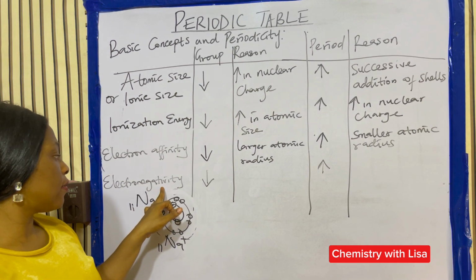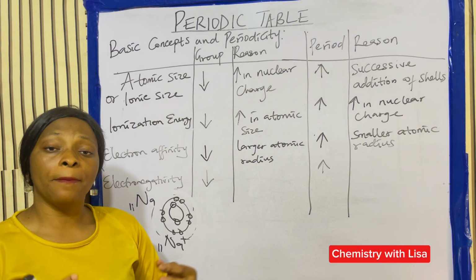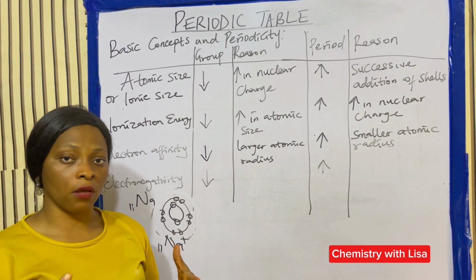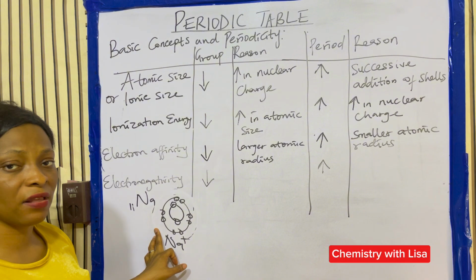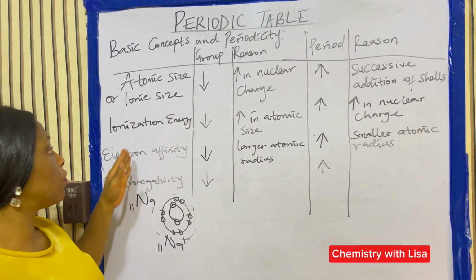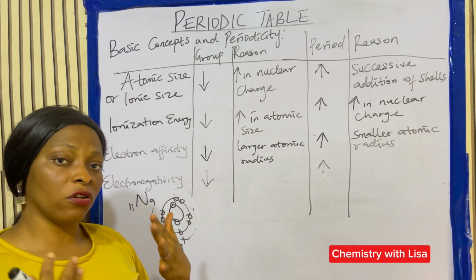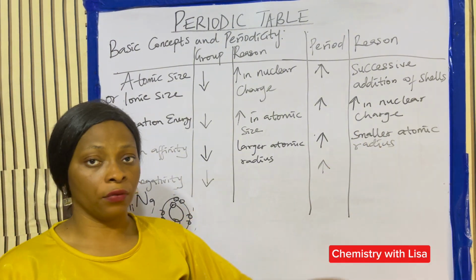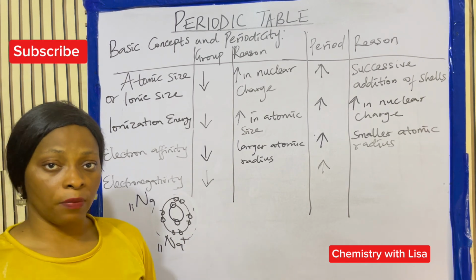Then electronegativity. Electronegativity simply means the ability to attract electrons. Elements that have the ability to attract electrons to themselves. For example, sodium has less electronegativity because it tends to easily give away electrons. Basically, elements between group 1, group 2, and group 3, they are more electropositive. In other words, they give out electrons. But elements between group 4 to group 7, they are more electronegative because they tend to attract electrons to themselves.